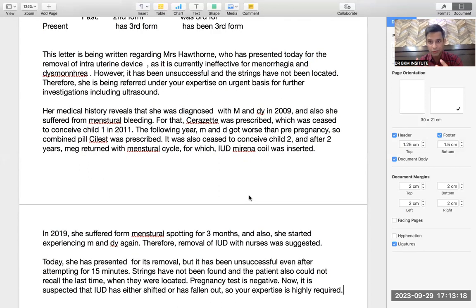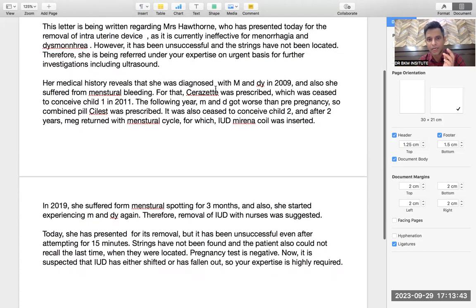Now the letter that will go to the examiner, Mrs. Hawthorne, who presented today for the removal of IUD. Don't worry about what you have not written. Worry about what you have written. Think about what you have written, how it looks, let's read it. Who has presented today for the removal of IUD. It is currently ineffective. It has been, however, it has been unsuccessful. The strings have not been located. Therefore, she is being referred for further investigation, including ultrasound.